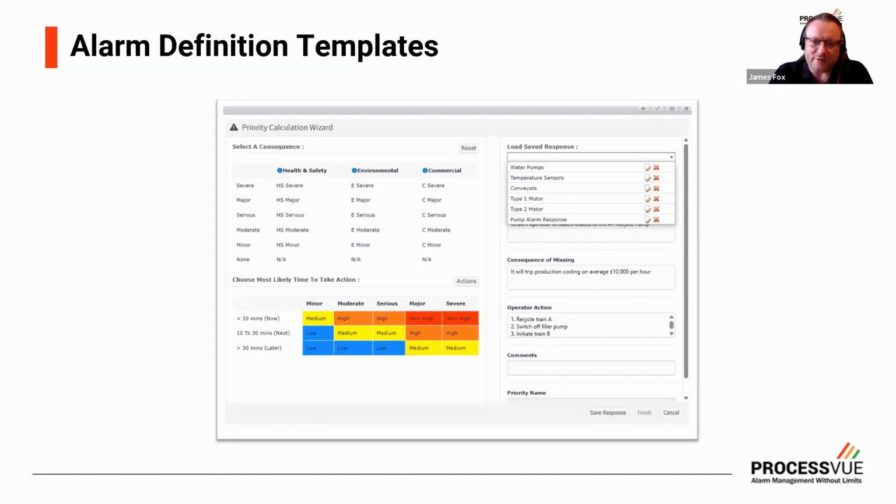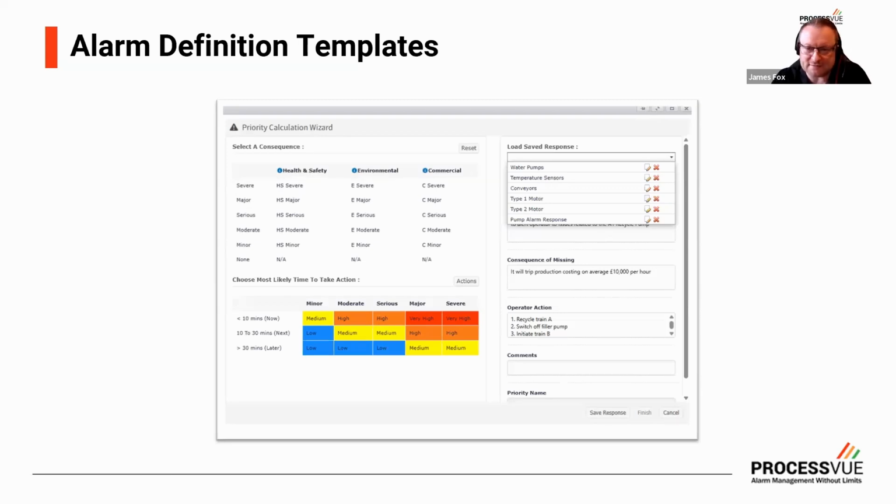And instead of saving all that information in Excel, what we can do is we can save it as an alarm definition template. So I could save a water pump template. Then when I'm reviewing other alarms and another water pump alarm comes up, I can say, right, okay, brilliant. I can then just go to my drop-down menu, select the water pump, and it will populate all of that information. I can decide what information I save in there, so I don't have to save the priority matrix, but you can if you want to. So you can create an entire template based around specific alarms.